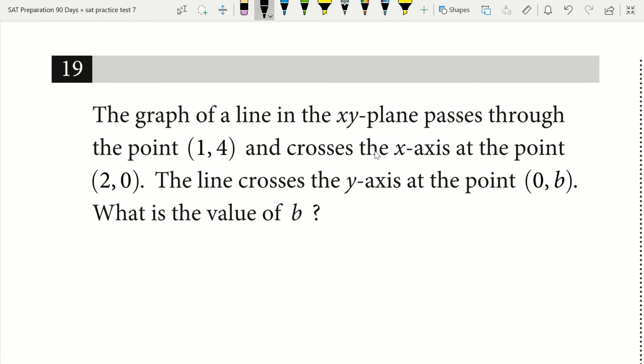Alright, I'm about to show you an SAT math trick you can use to save you some time. The graph of a line in the xy plane passes through the point 1, 4 and crosses through the x-axis at point 2, 0. The line crosses the y-axis at the point 0, b. What is the value of b?